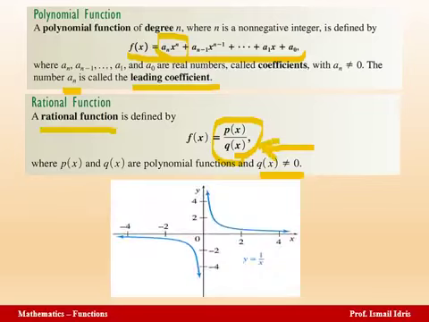That's an example of a rational function where you have y equals 1 over x, and that's the graph of this function. So as you see in this lecture, we are displaying like a catalog of functions, all possible functions that we can deal with.